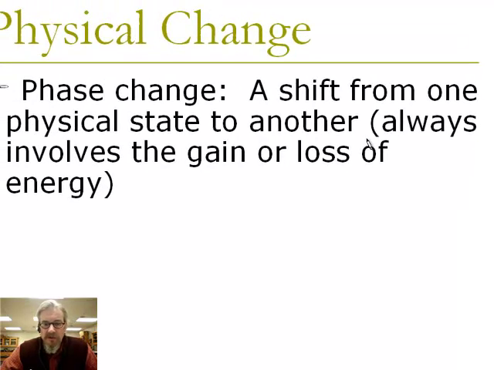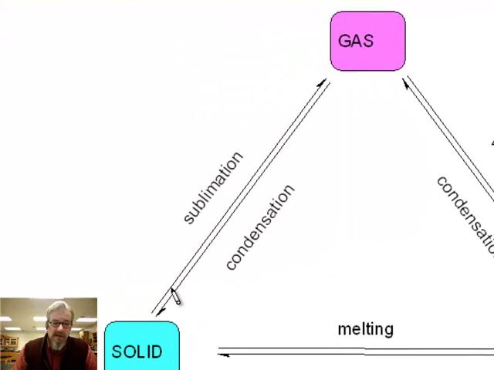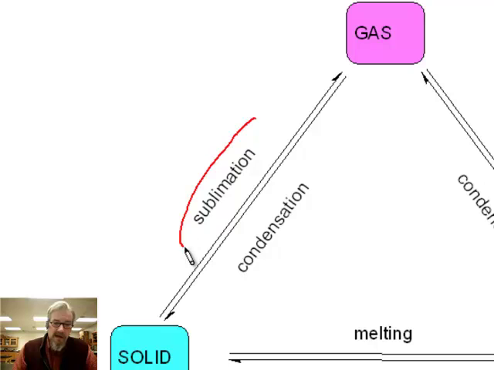This always involves either the gain or loss of energy. There's an energy exchange that goes along with the matter change. Here are examples of the phase changes, the three phases being solid, liquid, and gas. When a solid becomes a gas, we call that sublimation. Dry ice does this all the time. Other substances can do it too, but that's the most common example.